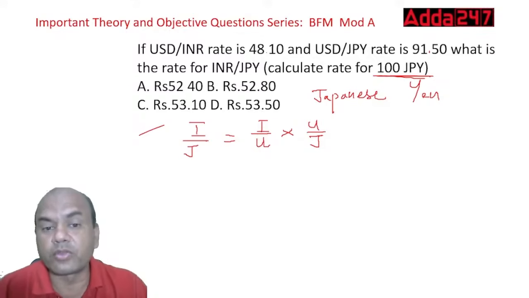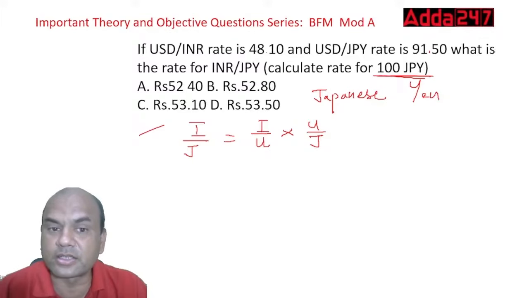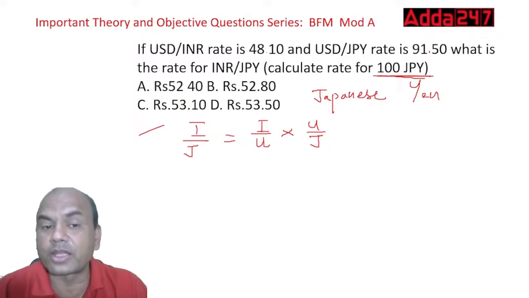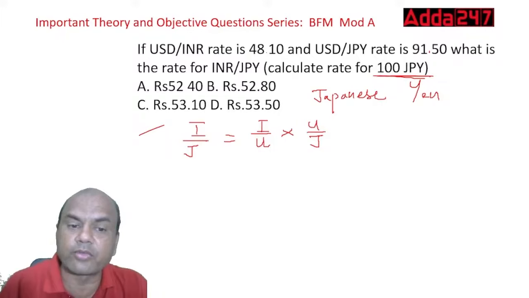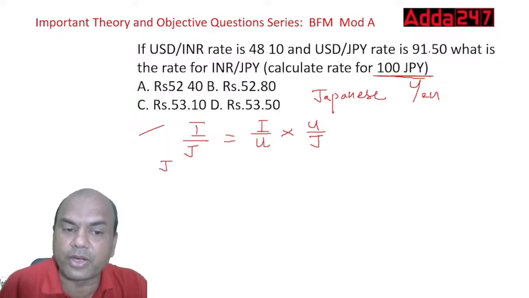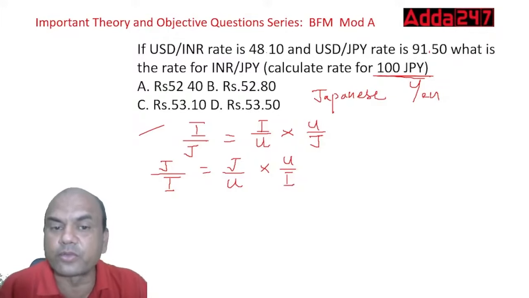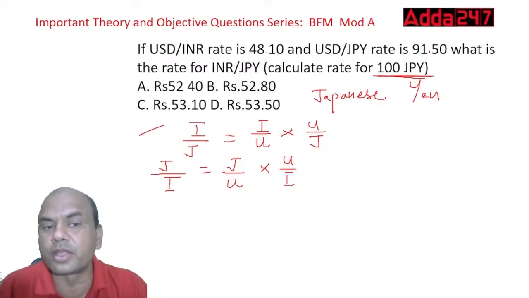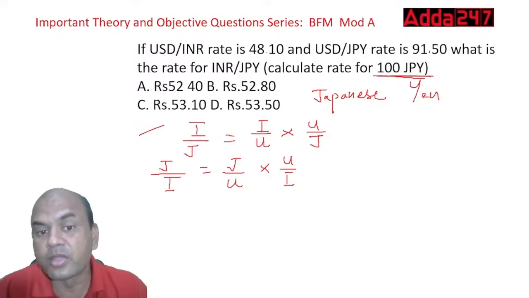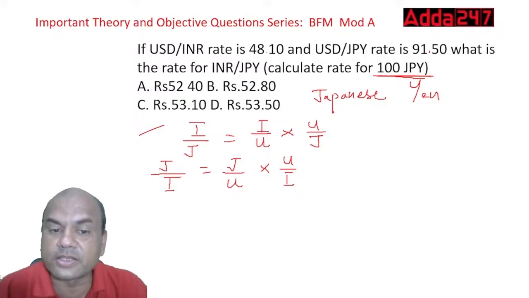When I say I want the INR to JPY rate, it's actually the reverse one. Whenever we find this rate, we find it the other way: JPY to INR. That is JPY to USD into USD to INR. This is what we always find out. If they ask you for INR to JPY, you can reverse it later, because this rate is difficult to find out and this rate is very simple.